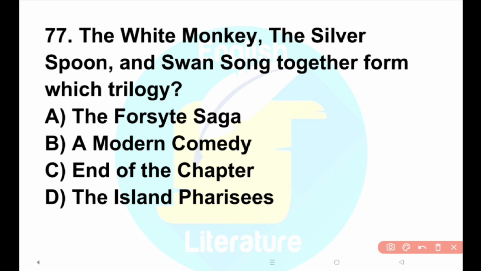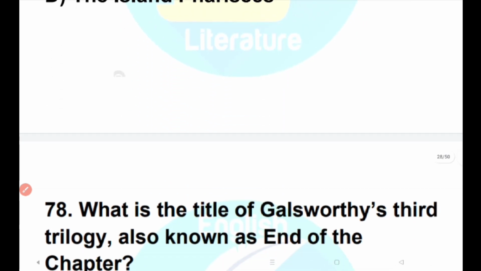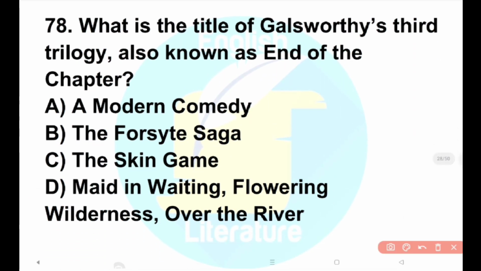Next, what is the title of Galsworthy's third trilogy, also known as End of the Chapter? Option D, Maid in Waiting, Flowering Wilderness, Over the River. This trilogy, collectively known as End of the Chapter, includes Maid in Waiting, 1931, Flowering Wilderness, 1932, and Over the River, 1933.